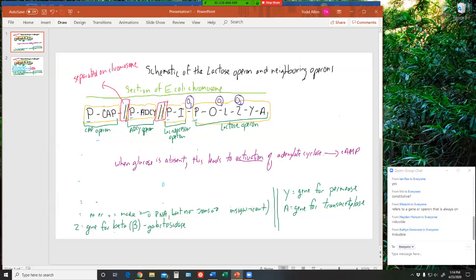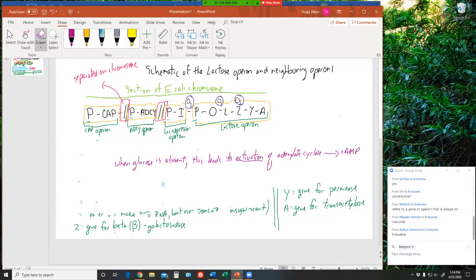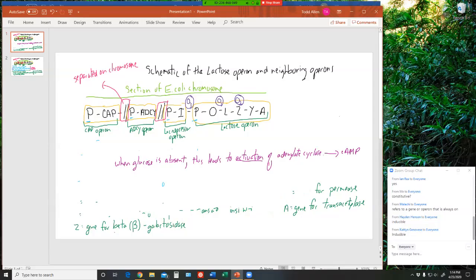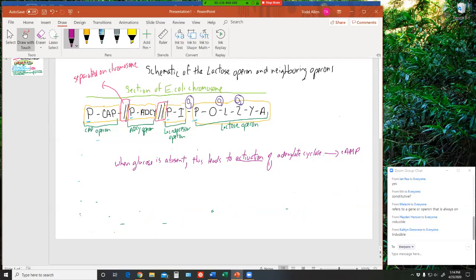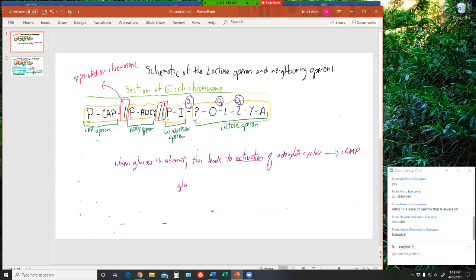So in short here, the take-home message is that when glucose is low, cyclic AMP will go up.